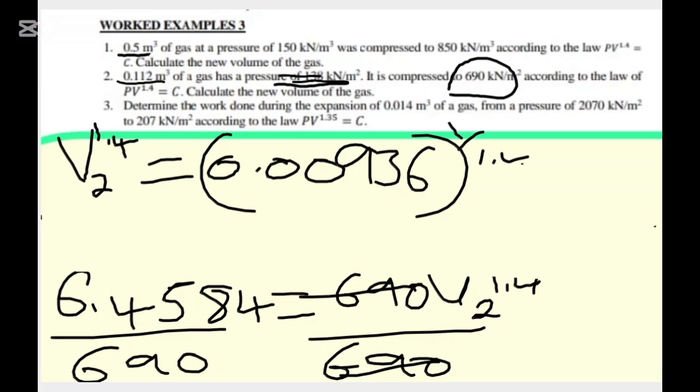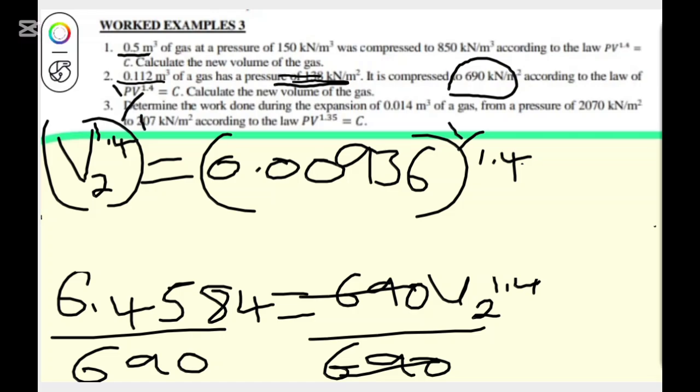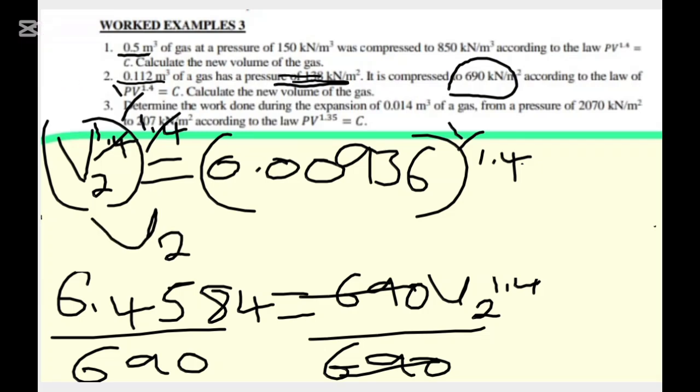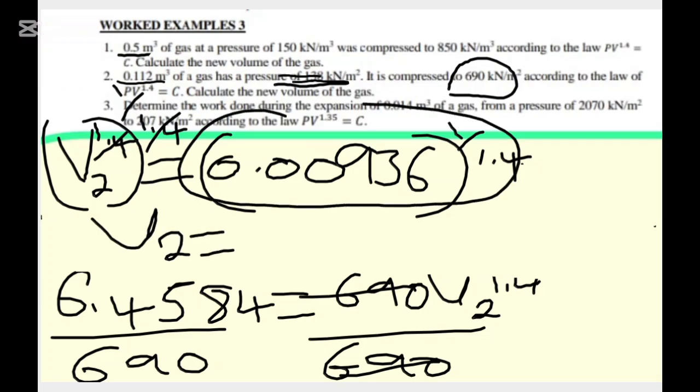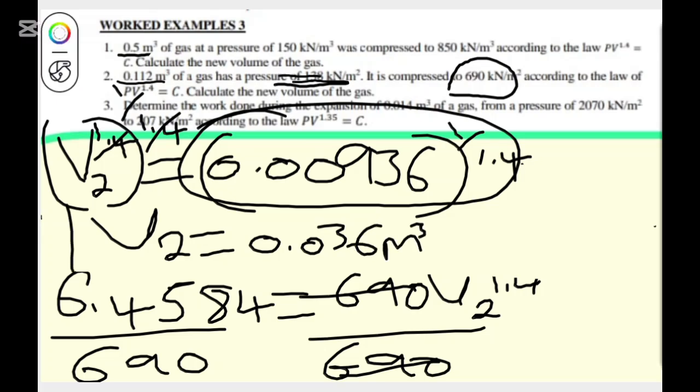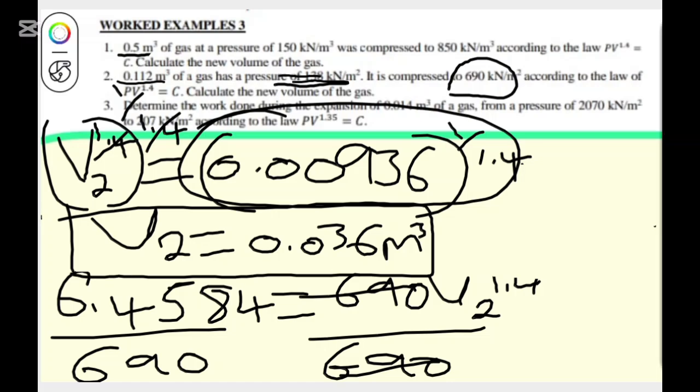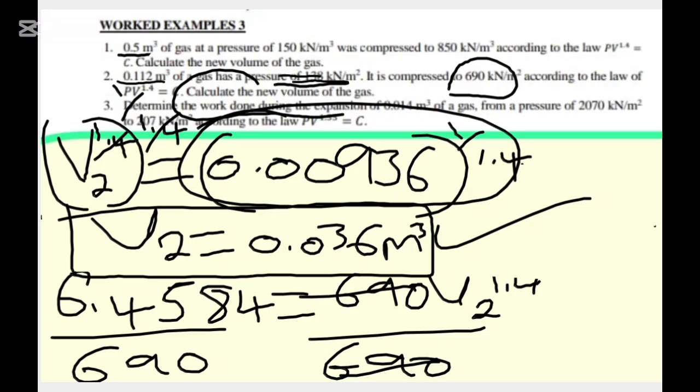So if I take both sides to the power of 1.4, also take 1 over 1.4. So this 1.4 will go with this. At the end, I will end with only V2. So if I press this in the calculator, I'll get 0.036 meter cube. So this is the value of the volume that we are asked to calculate. We are asked to calculate the new volume of the gas. So let's move to the third question.